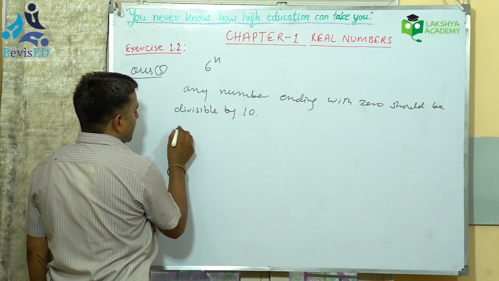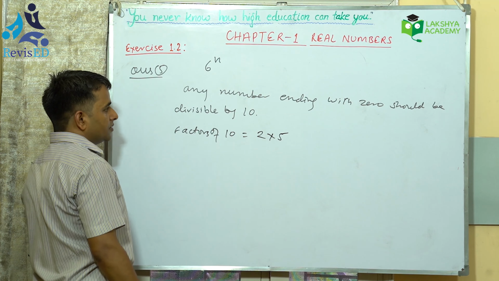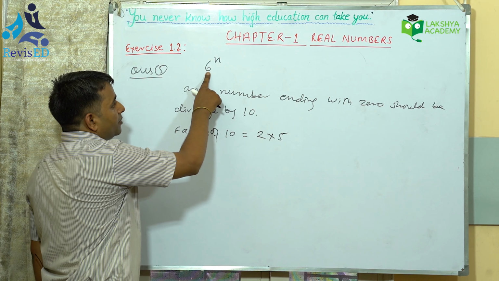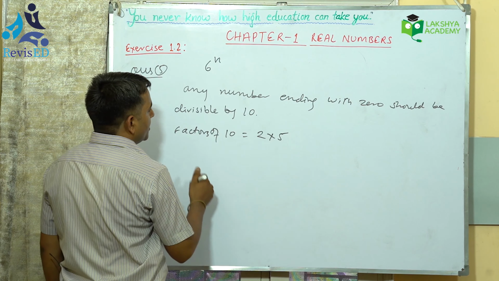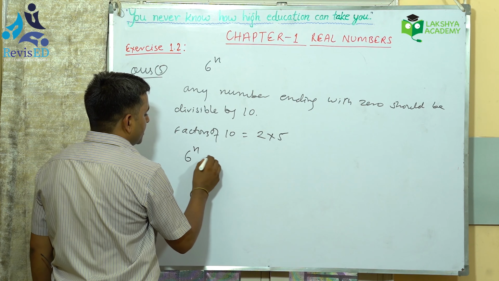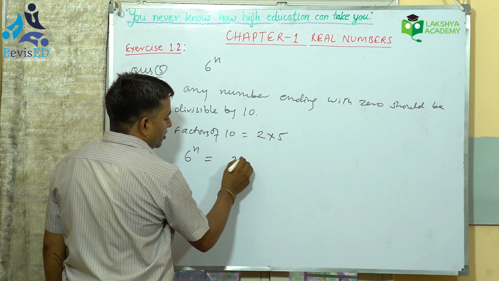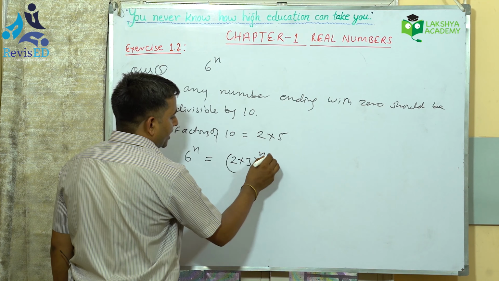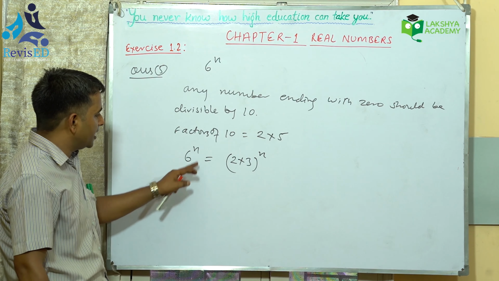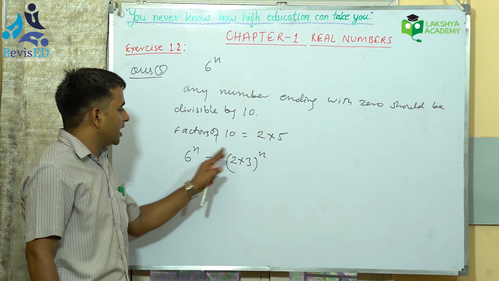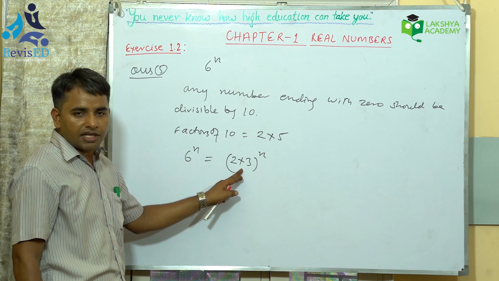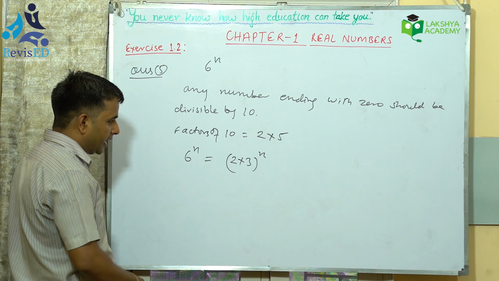Factors of 10 are 2 and 5. So this number should have the factors 2 and 5 only then it will end with 0. Now 6 to the power n can be written as (2 into 3) to the power n. We write 6 as 2 into 3 and n as it is. So 6 to the power n is written as (2 into 3) to the power n.